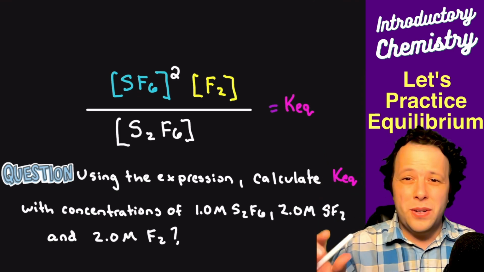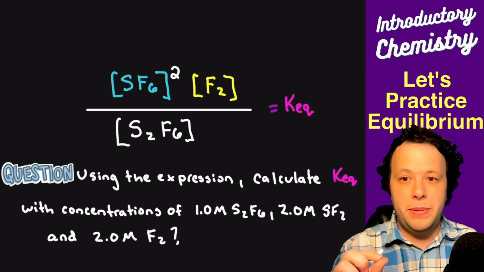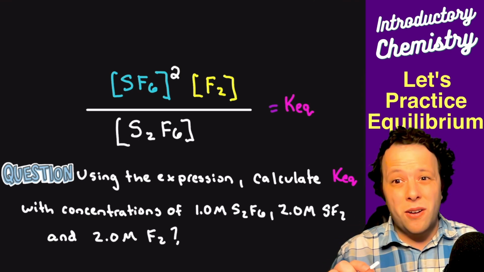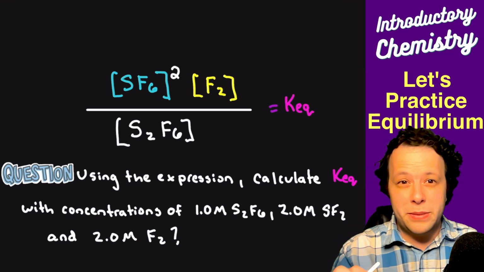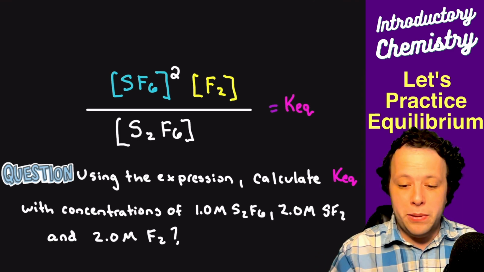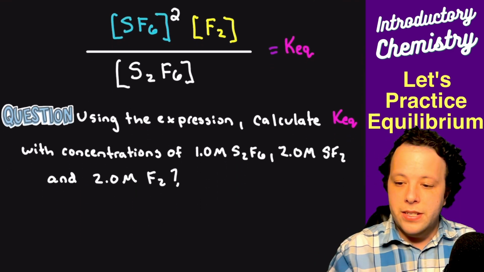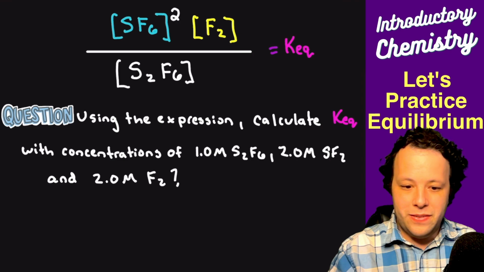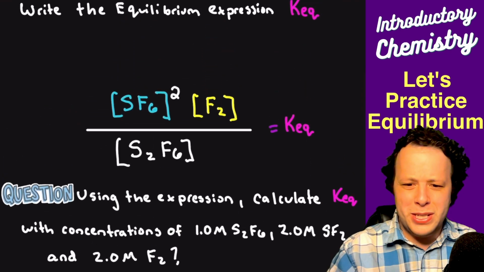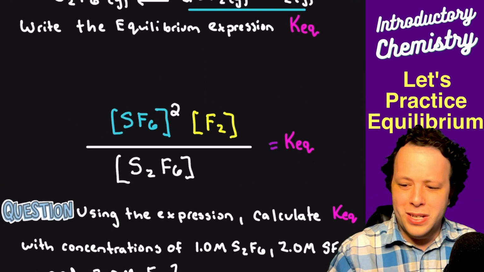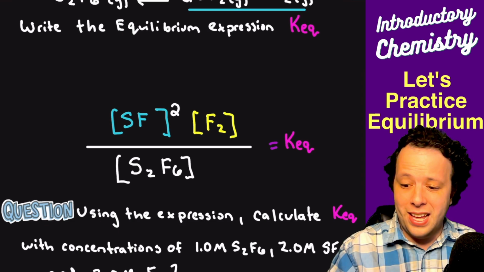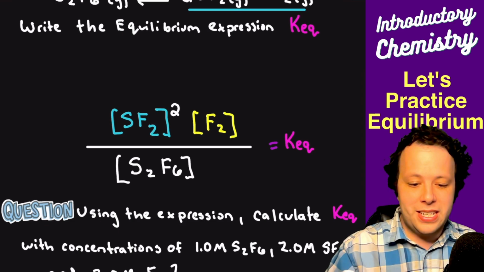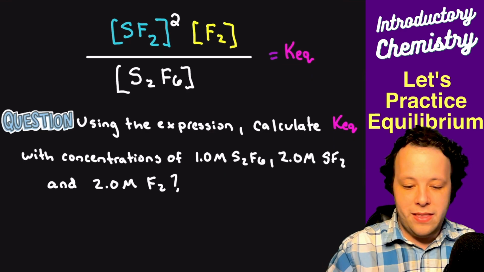The other thing is you want to make sure you have your powers being used properly as well. That's also a very common error for many of these problems. So what we're going to do is plug all these concentrations in. The first one is SF6, which I actually miswrote. I should have said SF2 by mistake. So let's fix that in our problem. So this is SF2, so let's plug that formula in.